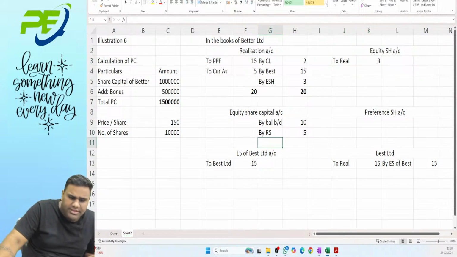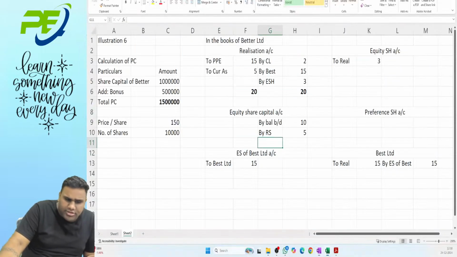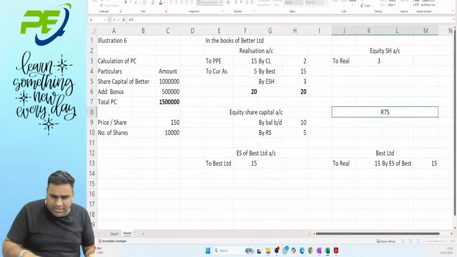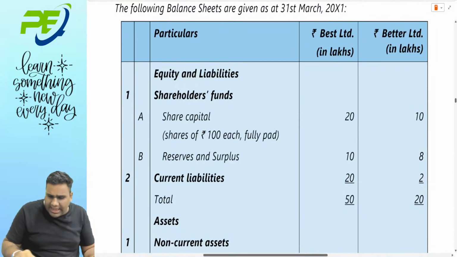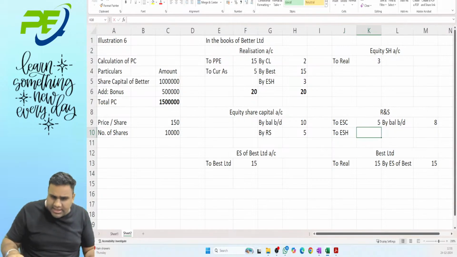So by reserves and surplus, and then you have to prepare reserves and surplus also. Then we have to prepare a ledger, the reserves and surplus account. What was the opening balance? 8. In that, 2. Equity share capital 5. 2. Equity shareholder 3.